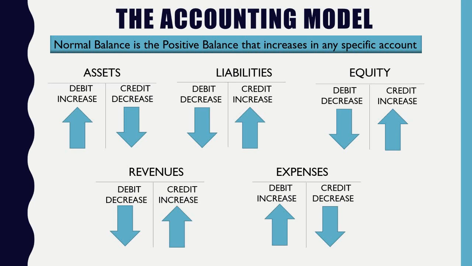So memorizing this is straightforward. Just understand that my assets and my expenses are increased by debits, okay? While everything else, so the other three, revenues, equity, and liabilities, are increased by credits, okay? So if I ask you what is the normal balance of an asset account, you will tell me debit. Okay.